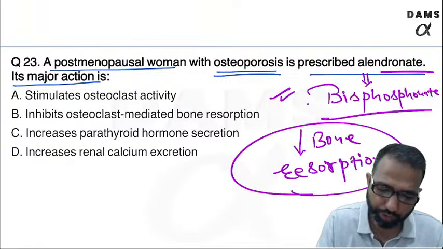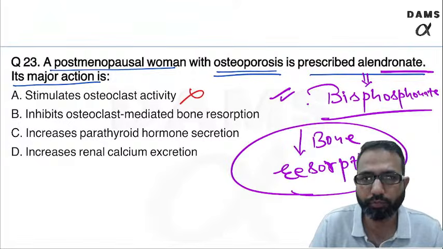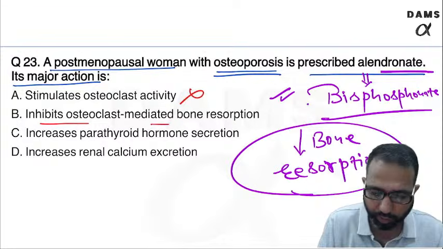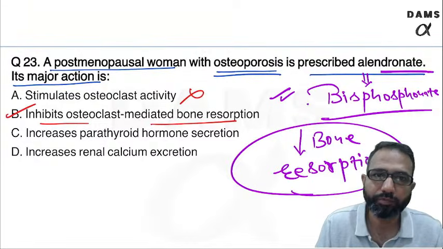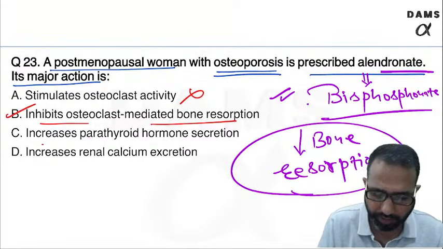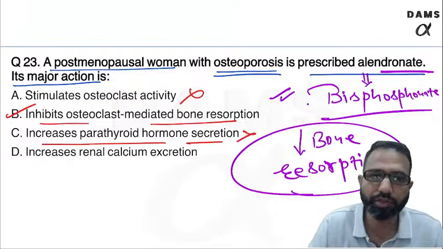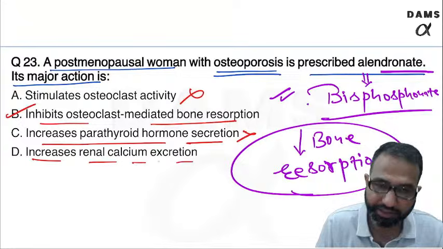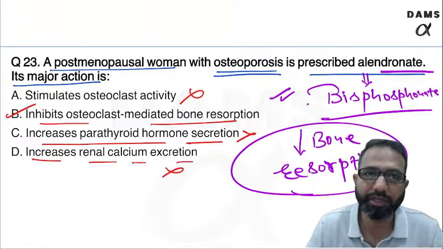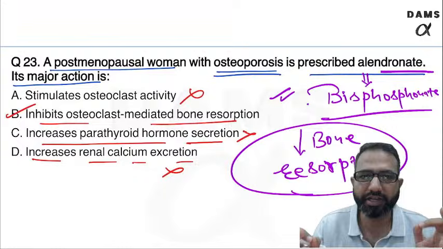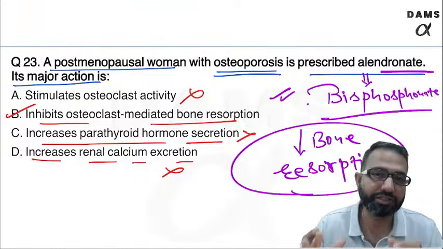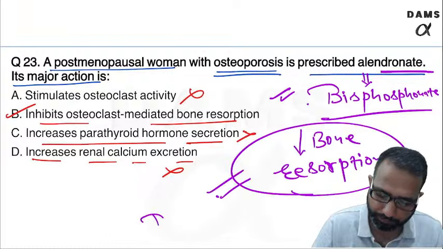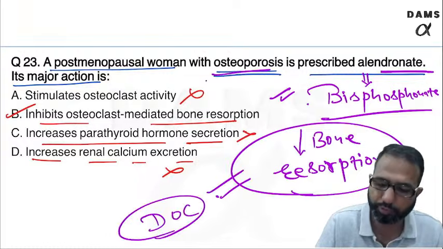It stimulates the osteoclast activity? Obviously no, that is not helping in the osteoporosis. It inhibits the osteoclast mediated bone resorption? Yes. It increases the parathyroid hormone secretion? Obviously no, that is not related to PTH. It increases the renal calcium excretion? No. So that is option B. It inhibits the osteoclast mediated bone resorption, and that is the drug of choice for osteoporosis.